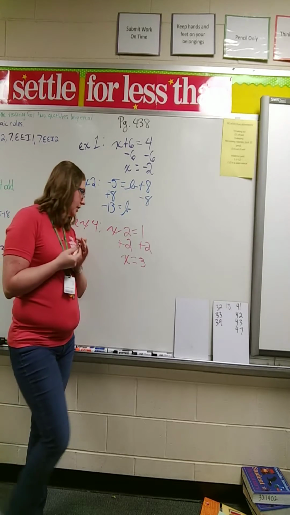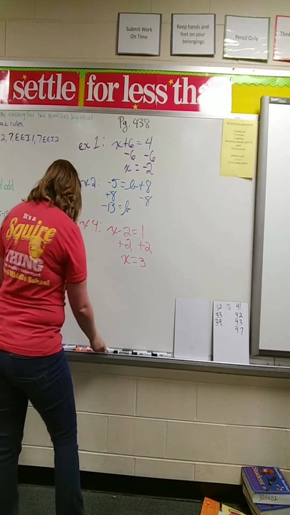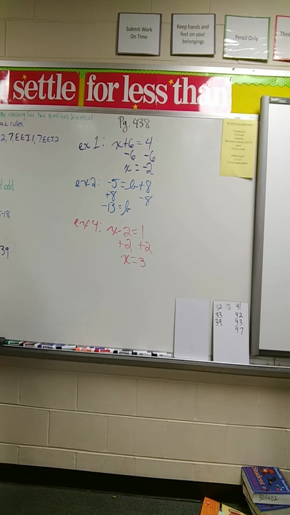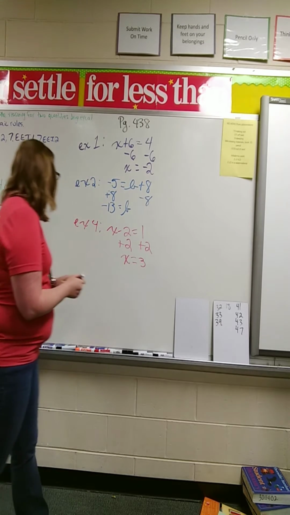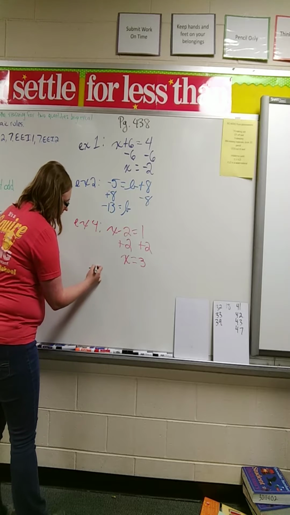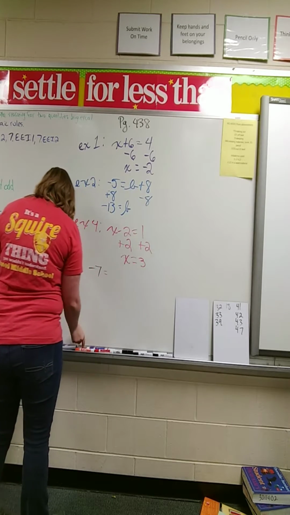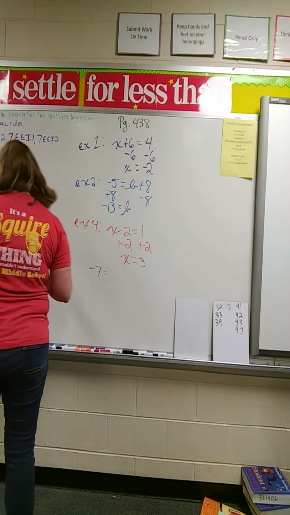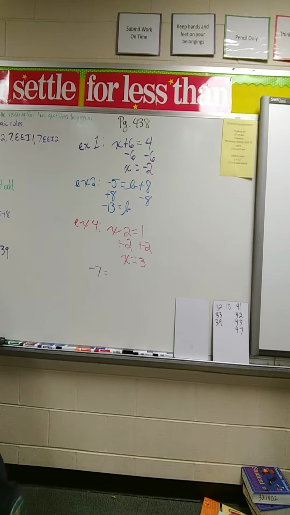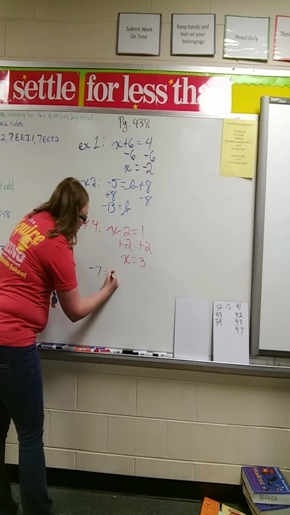All right. One more for today. Negative 7 equals c minus 6.